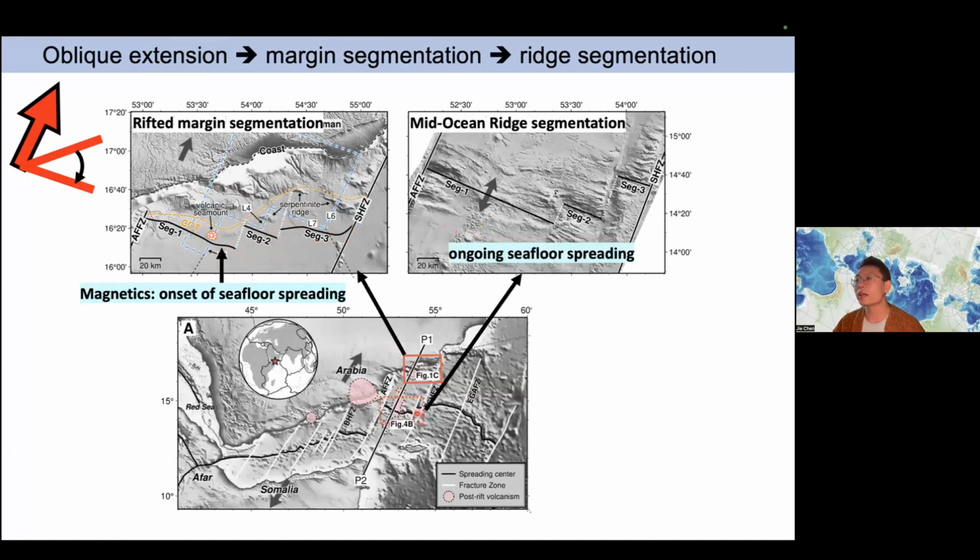And if we compare with the corresponding mid-ocean ridge, here and here is the map. We can see these two segmentations have a similar pattern. They both have 3 segments, and the lengths of the segments are very similar, with 2 offsets. So we think the margin segmentation could be inherited by the ongoing seafloor spreading at the mid-ocean ridge.